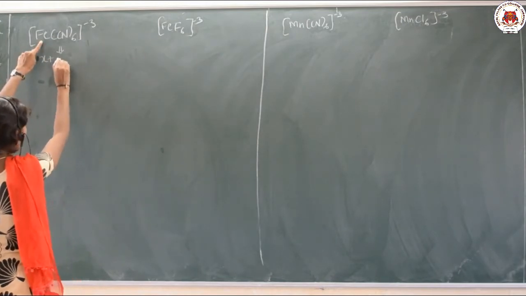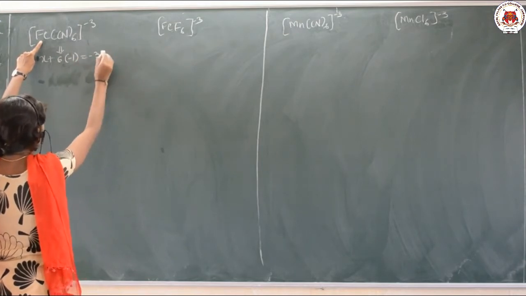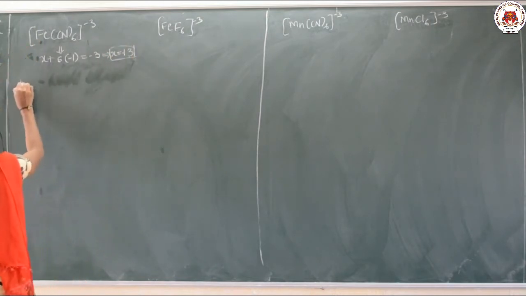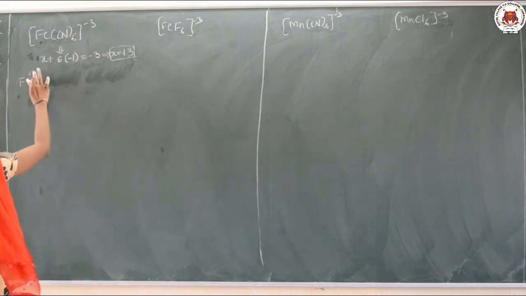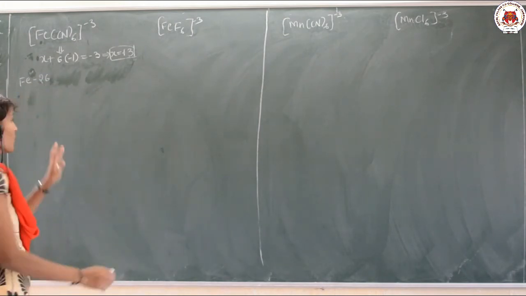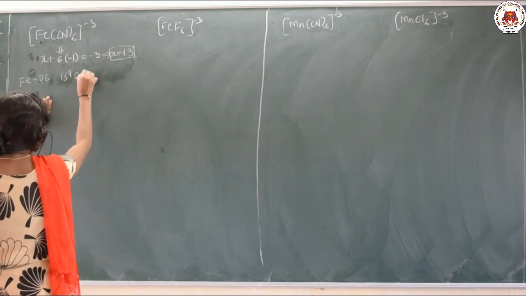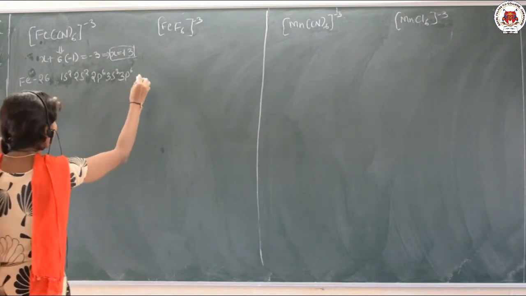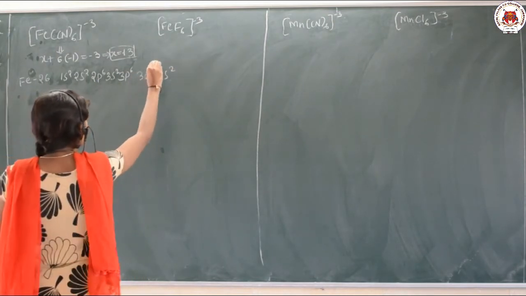This is X and 6 CN, 6 into minus 1, which is equivalent to minus 6, so the value of X here is plus 3. So, it indicates Fe is in the form of Fe plus 3. First, write down the configuration of the Fe. The atomic number of the Fe is 26. So, the configuration will be 1s2, 2s2, 2p6, 3s2, 3p6, and then 3d and 4s: 4s2 and here 3d6.